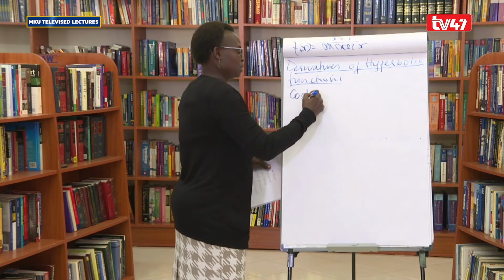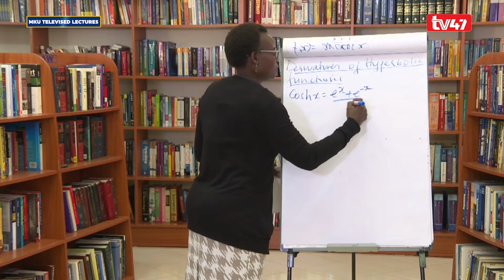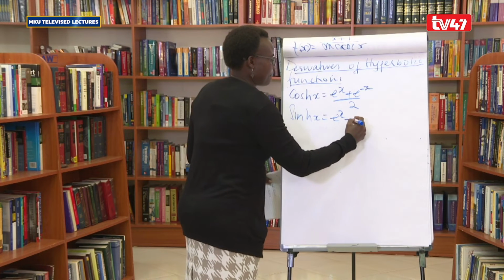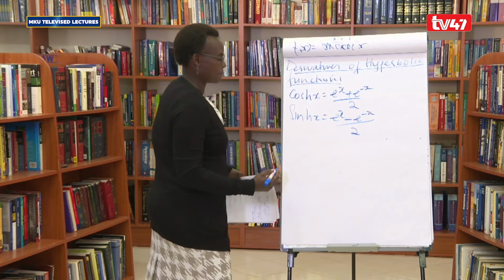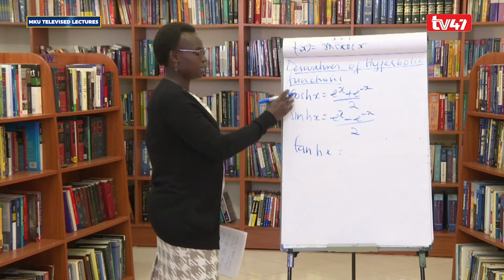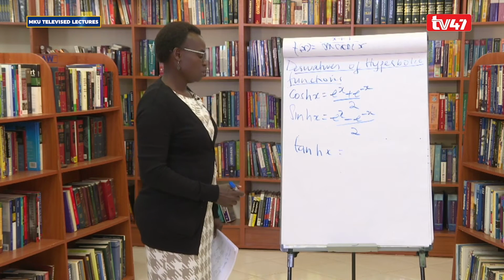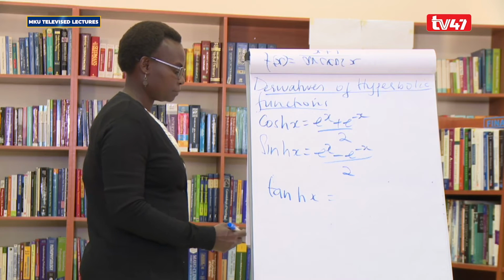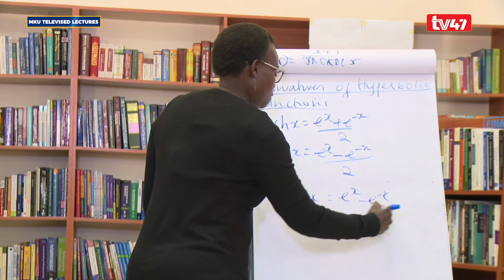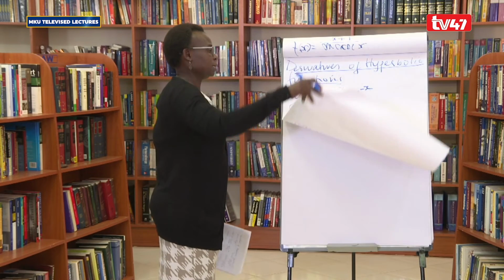So cos hyperbolic x is e to the x plus e to the negative x over 2, sine hyperbolic x is e to the x minus e to the negative x over 2, and then tan hyperbolic x. So all the rest are expressed in terms of these two. So tan we know is sine hyperbolic over cos hyperbolic. So that would give us the difference over the sum, so that is tan hyperbolic x.